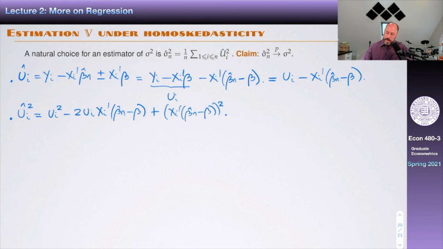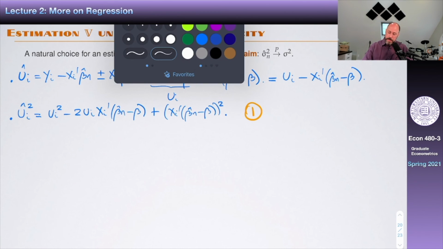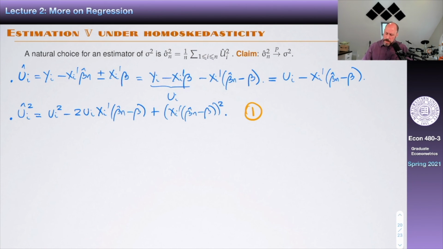The first thing to note is that one over n, the sum from 1 to n of u_i squared, the true u, converges in probability to sigma squared by the weak law of large numbers. And so that is saying that this first term here that we have is nice.